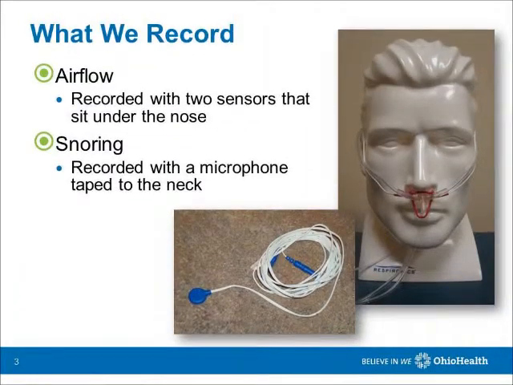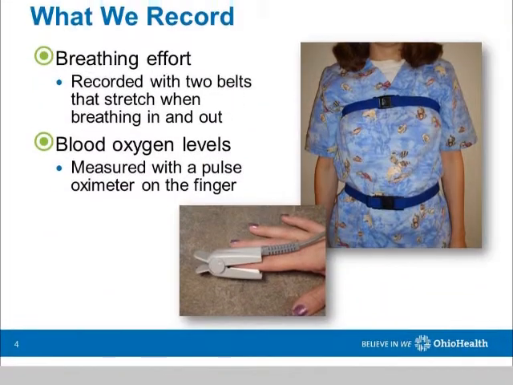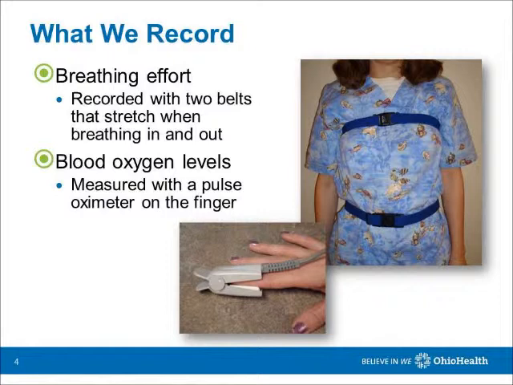Since obstructive sleep apnea is the most common sleep disorder found during a sleep study, we also record bodily signals that indicate the presence of breathing abnormalities during sleep. With two sensors that sit under the nose, sleep techs record when someone is breathing and if their airflow ever decreases or stops altogether. Since snoring is one of the most common signs of sleep apnea, it's recorded with a microphone that gets taped onto the neck. Two belts around the chest and abdomen record breathing effort.